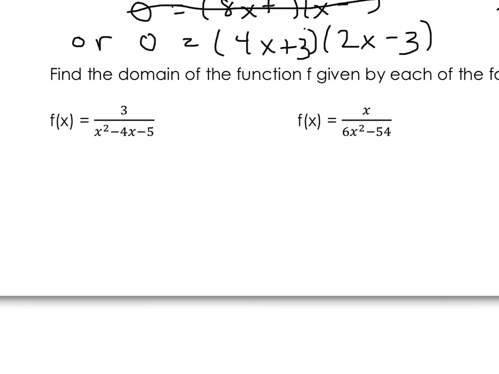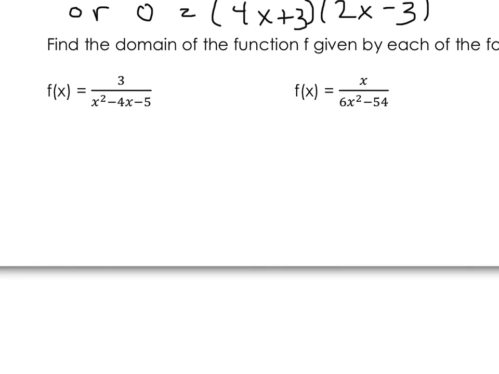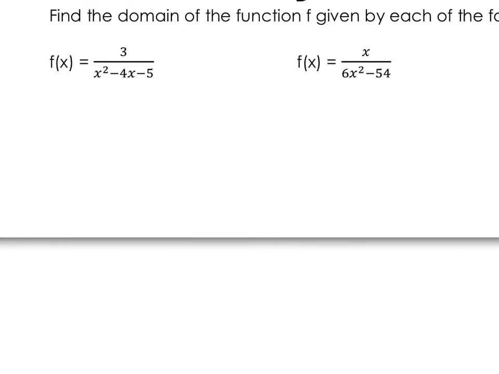Find the domain of the function given by each of the following. So we're looking at domain, allowable x values. We cannot allow division by 0. So one way to write the domain, or to think about this, is to realize that denominator, that x squared minus 4x minus 5, cannot be 0. We cannot have division by 0.